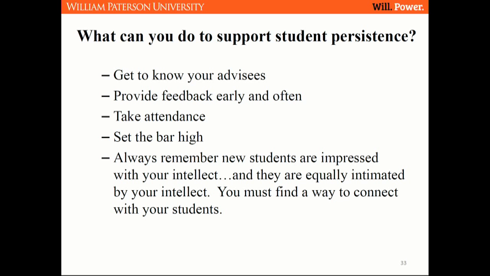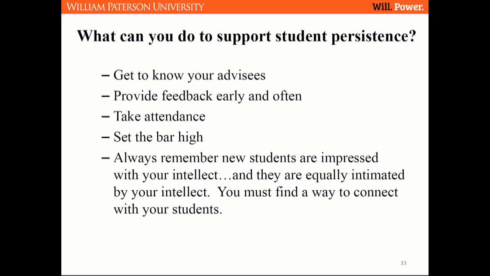Provide feedback early and often. Some of these will sound an awful lot like what Dr. Heldobler has been telling you for the last 18 months or so. They're not exactly the same, because this doesn't just apply to faculty, it applies to everyone who advocates or interacts with students. Take attendance if students are in your class. Set the bar high. This idea that our students can't do this, that, or the other is such an incredible disservice to the students. And if we are to have a growth mindset, then setting the bar high should come to be what students expect of us.